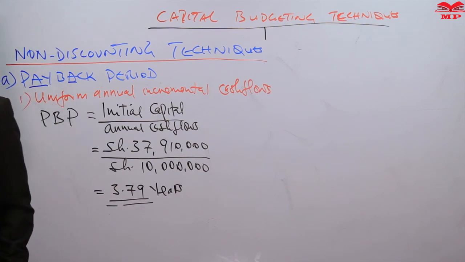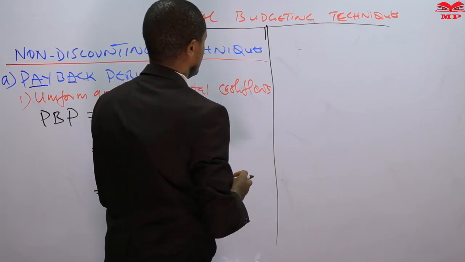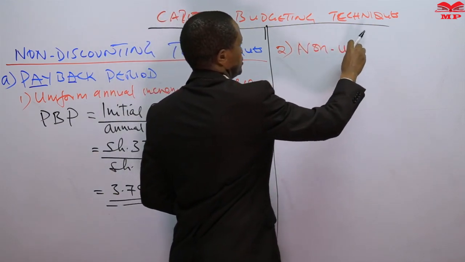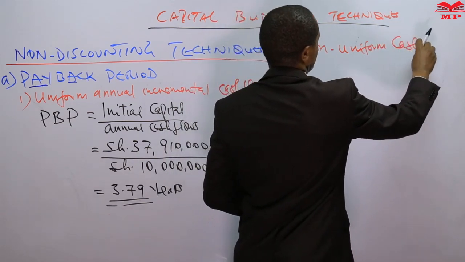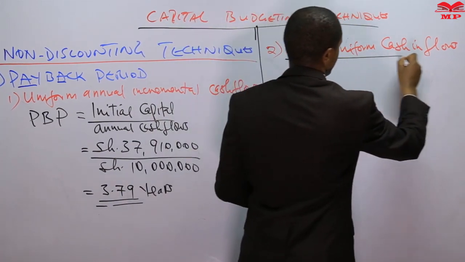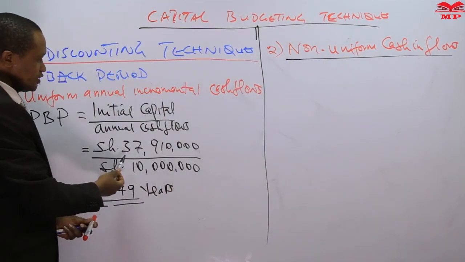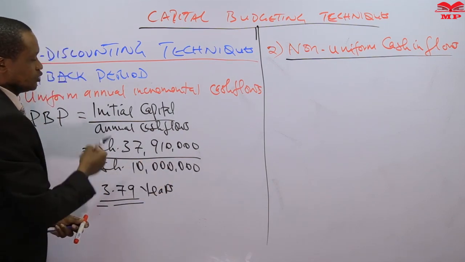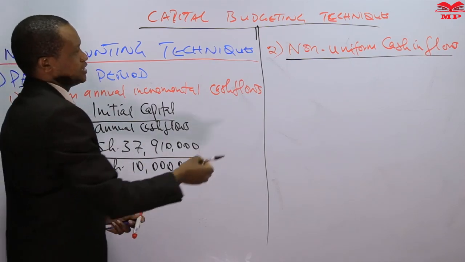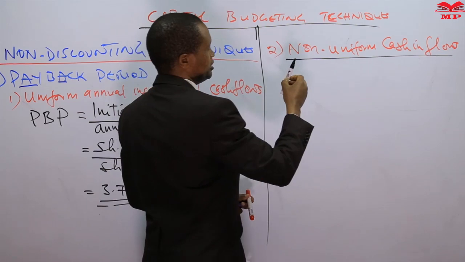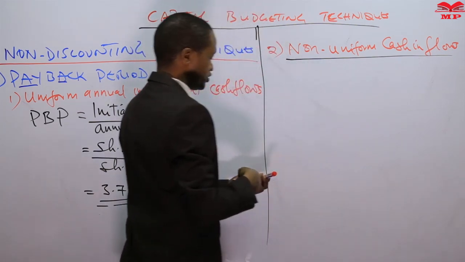Then number 2, the second scenario is under non-uniform cash inflows. Now this is where the inflows are not uniform. For example, in our first question, the cash inflows were uniform at 10 million at the end of every year. The company was expecting to raise 10 million at the end of every year. Under the non-uniform cash flows here, the cash flows are not uniform. The first year may be 10 million, the second year may be 2 million, the third year there may be no cash inflows, and so on and so forth.